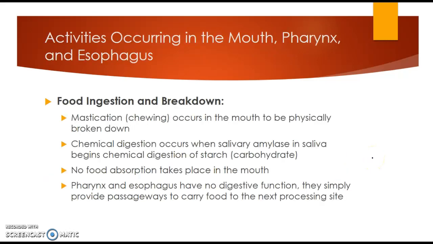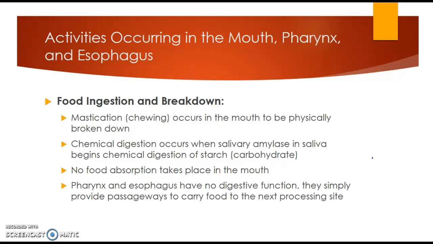So let's get into the actual things that occur at each organ. First we're going to start with the mouth, pharynx, and esophagus. This is where food ingestion and breakdown occurs. And we also have some peristalsis too, moving food through the esophagus.